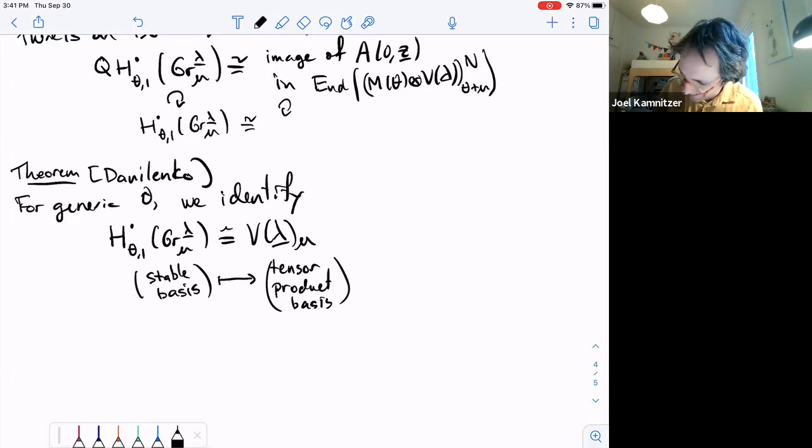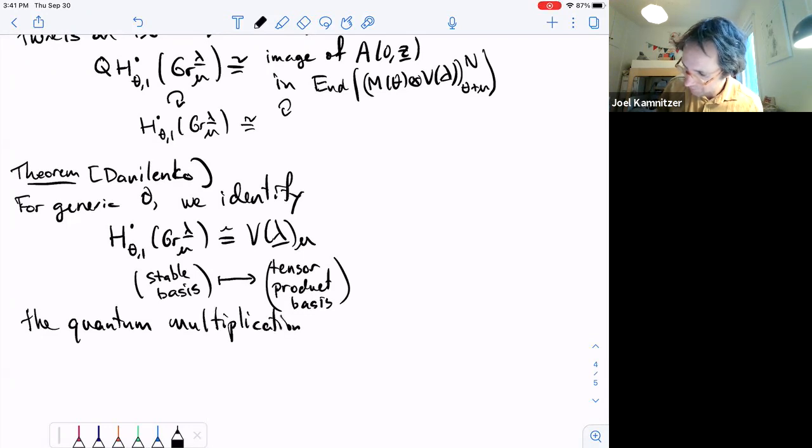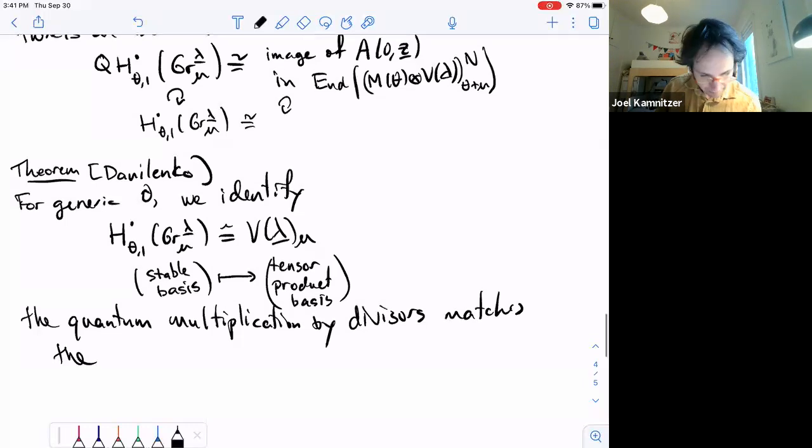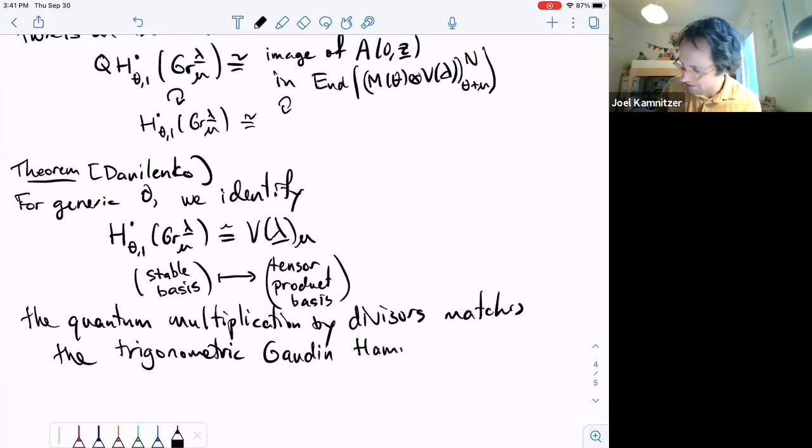So let's write it down. We have by this, the quantum multiplication by divisors matches the action of the trigonometric Gaudin Hamiltonians. Again, where the parameters are related, as I said in that conjecture.